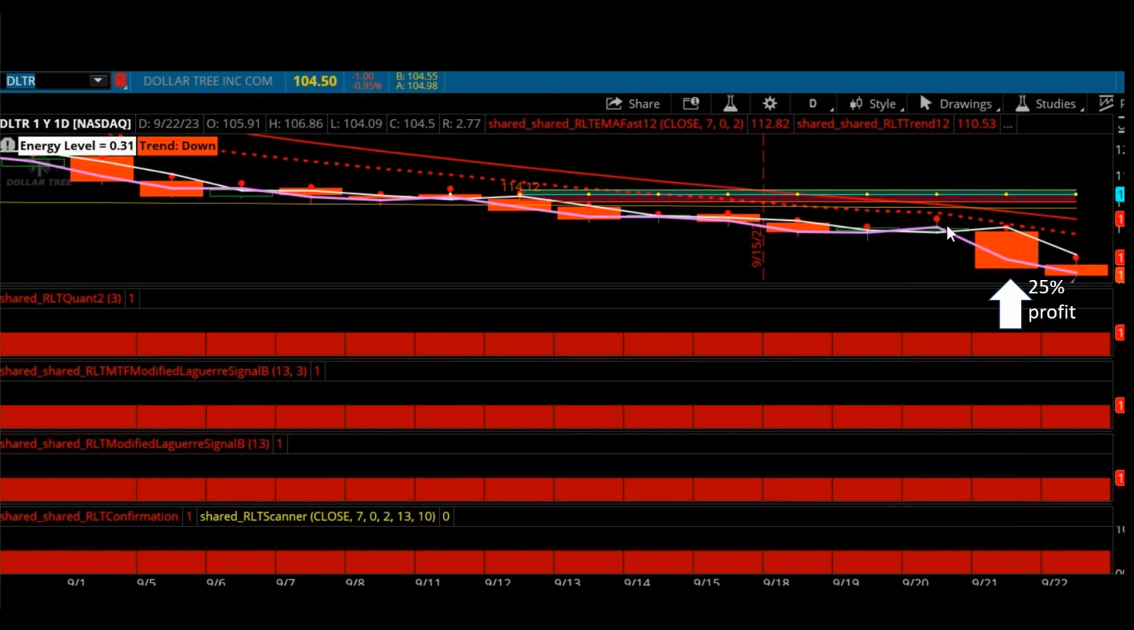This was Dollar Tree. This was a nice breakdown here. You see this big candle breakdown after this compression here? So we took this on this big breakdown. We knew that the institutions were selling it. We weren't worried about any kind of an immediate reversal, and we got 25% profit.